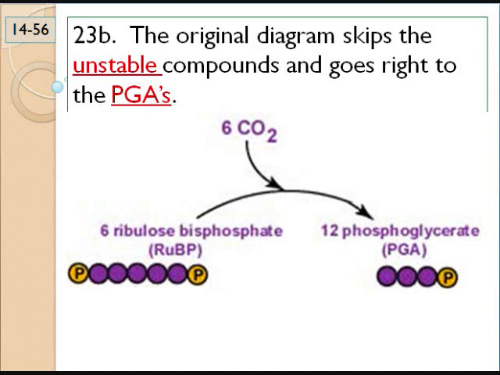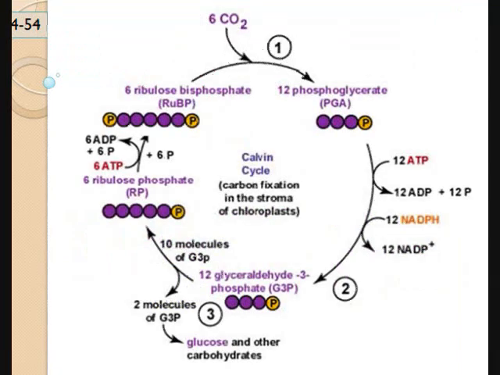So that's where this 12 came from. 5 plus 1 gives you 6, which immediately breaks in half to form 12 3-carbon compounds, PGA. And then when you tack on energy, and notice how this phosphorus doesn't go up there, it stays by itself. The energy is used to put the H in the compound. And if I have 12 of these compounds, I need 12 of the H's.